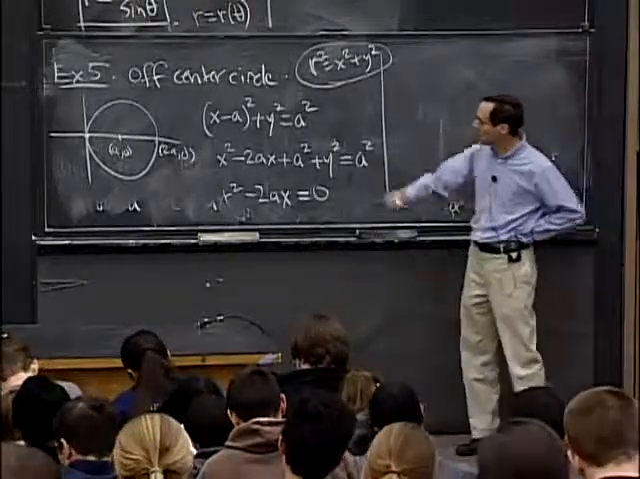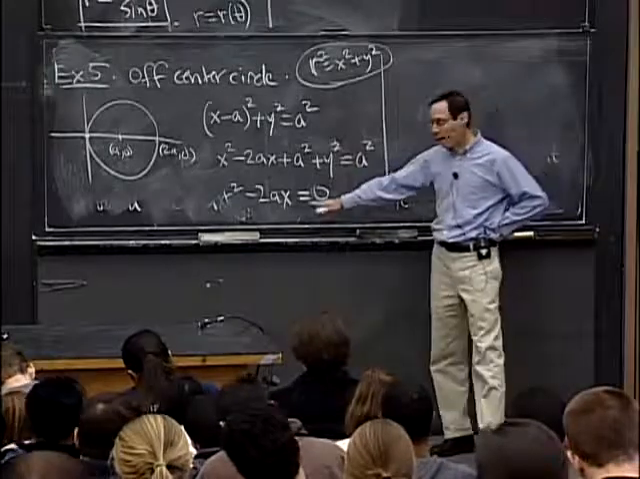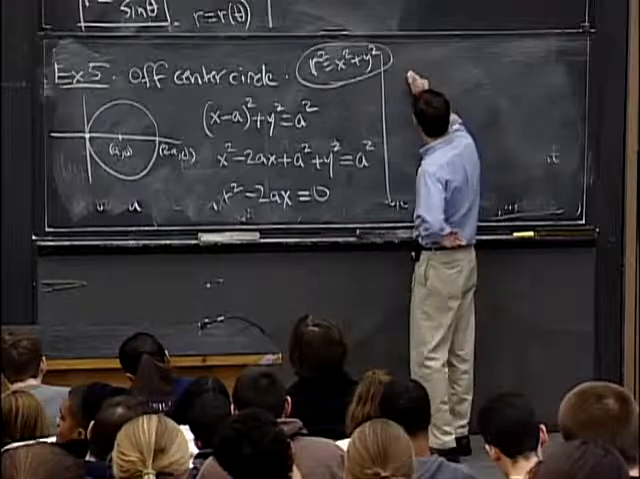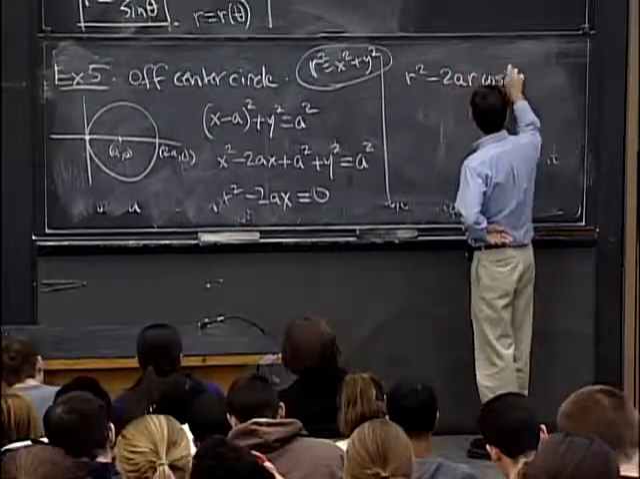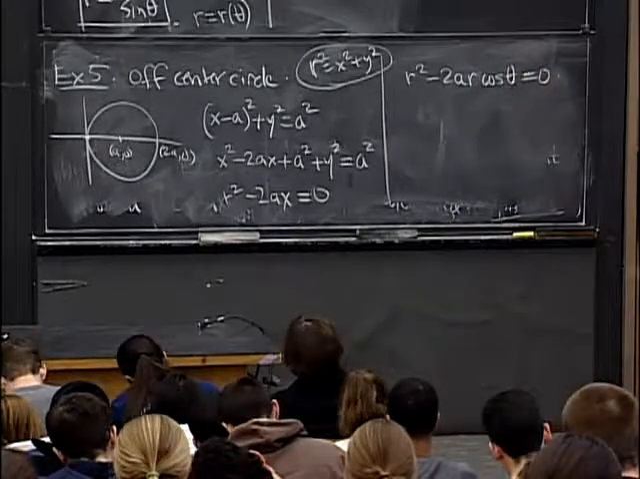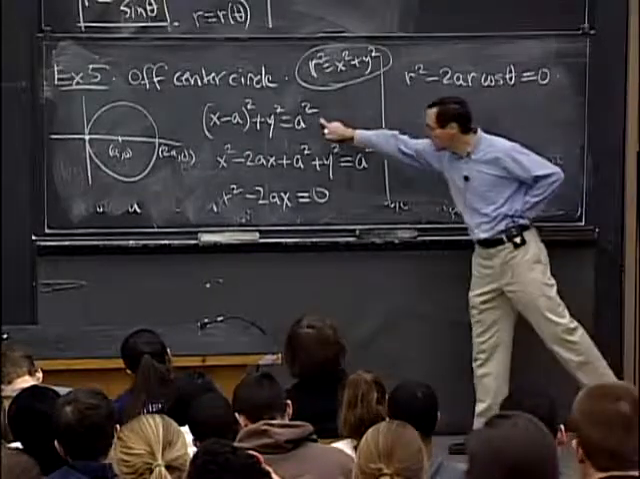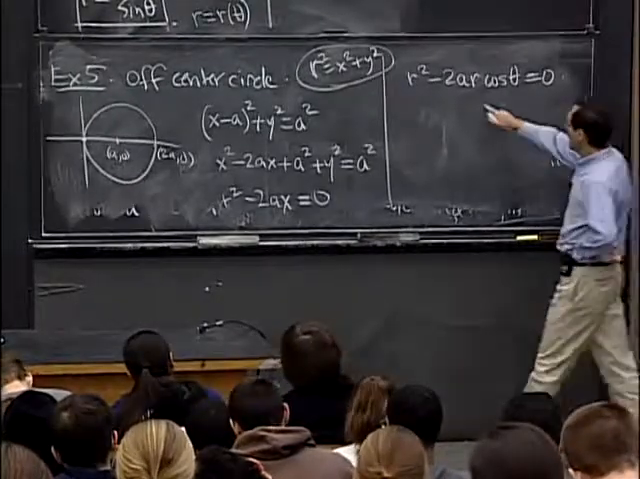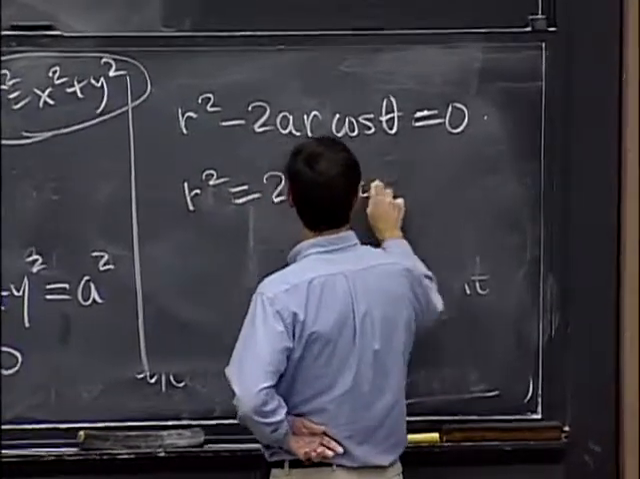You can do it by plugging in, as I said, r equals. So now that I've simplified it, I am going to use that procedure. I'm going to plug in. So here I have r squared minus 2a r cosine theta equals 0. I just plugged in for x. As I said, I could have done that at the beginning. I just simplified first. And now, this is the same thing as r squared is equal to 2a r cosine theta.